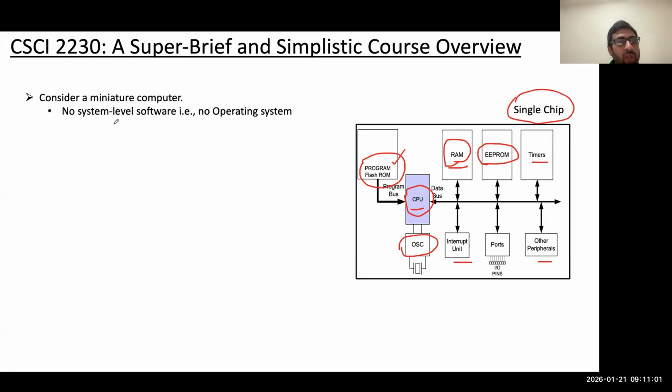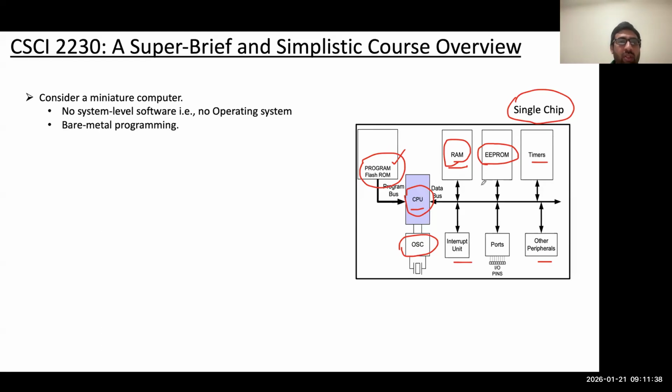This miniature computer doesn't have any system level software, which means that it doesn't have an operating system. Why don't we have an operating system? Because everything is on a single chip, and the RAM which you have is so small in size that it is not able to hold an operating system, right? You don't have enough memory. So it is not possible to support the execution of an operating system on this kind of miniature computer, right?